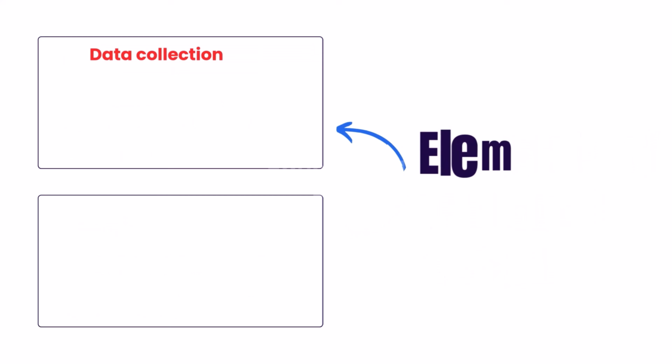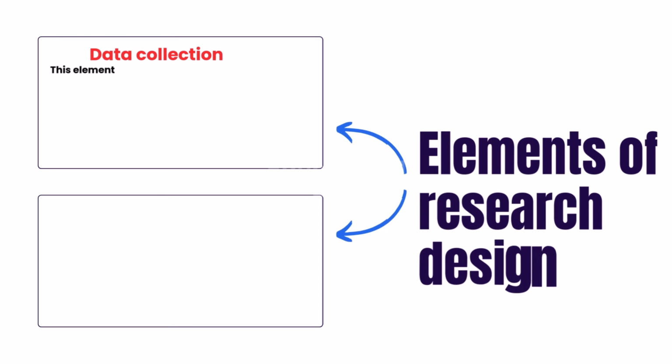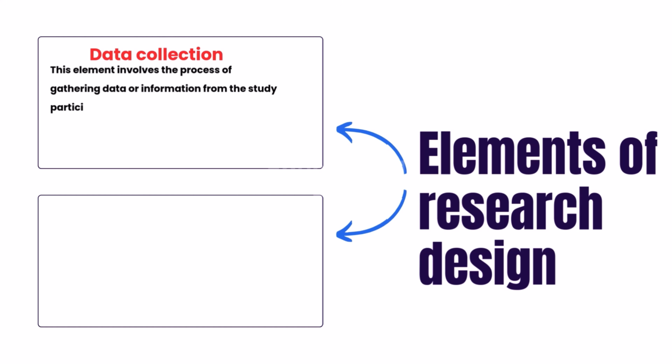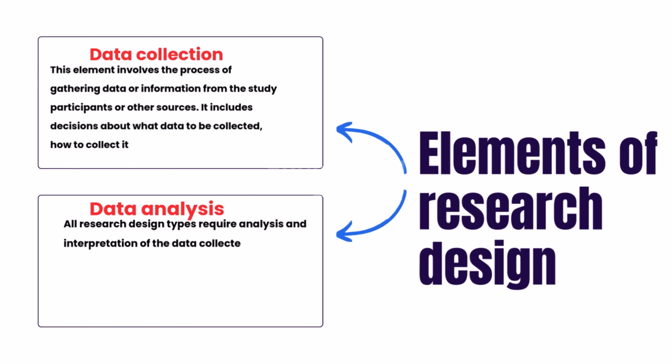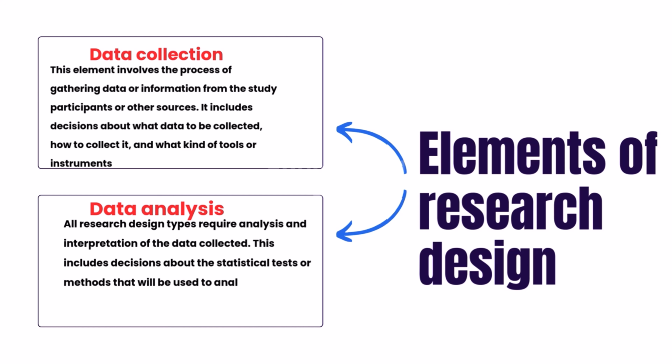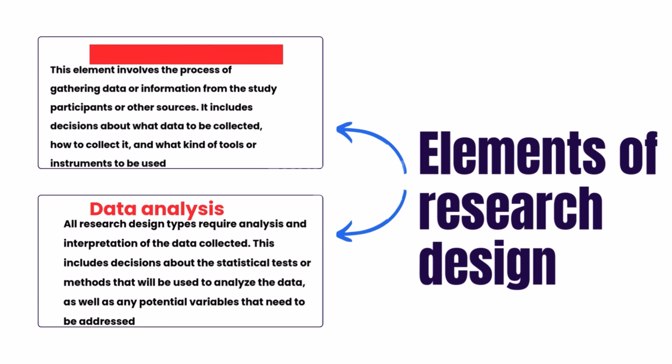3. Data collection. This element involves the process of gathering data or information from the study participants or other sources. It includes decisions about what data to be collected, how to collect it, and what kind of tools or instruments to be used. 4. Data analysis. All research design types require analysis and interpretation of the data collected. This includes decisions about the statistical tests or methods that will be used to analyze the data, as well as any potential variables that need to be addressed.